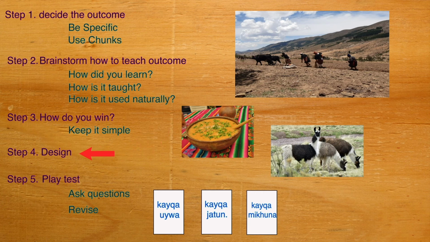Step 4, design. The design was really basic. We printed out pictures of the cards, I cut out small pieces of paper and just wrote phrases on them. Step 5, playtest. We didn't get a chance to do this, but now we would go out and actually play this game with other people, and then we would ask how it went. Based on their feedback, we would then go back and revise the game.